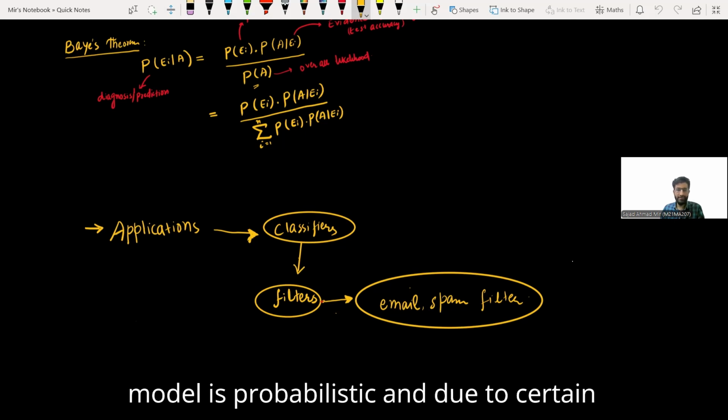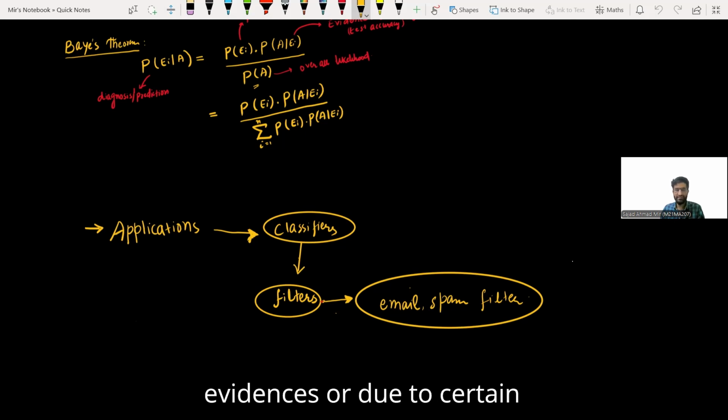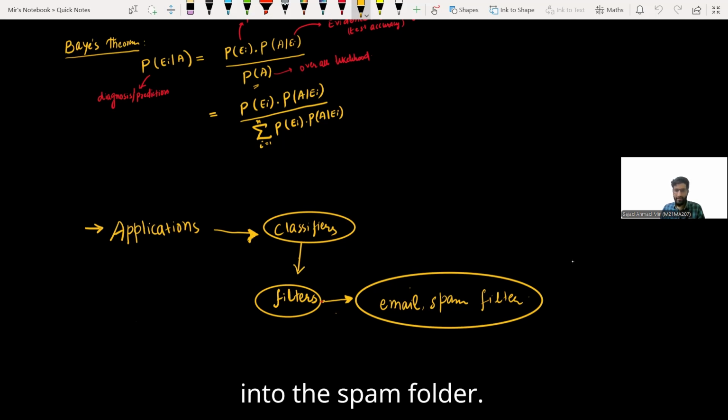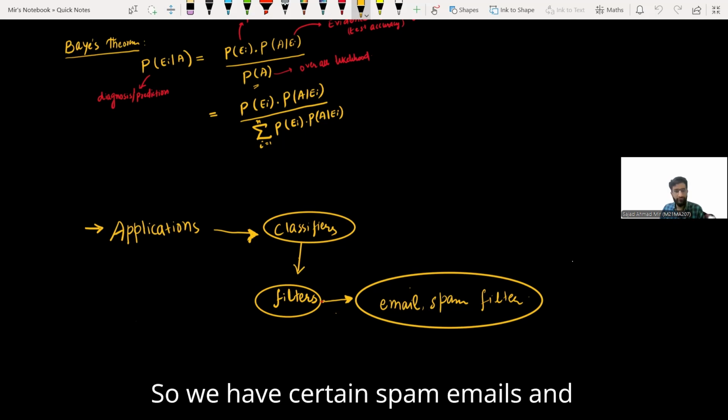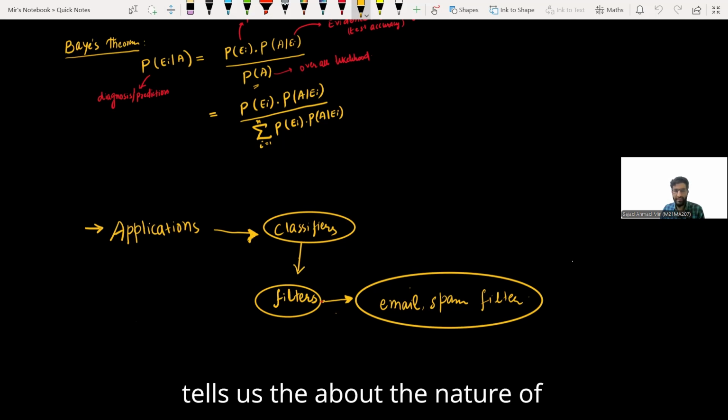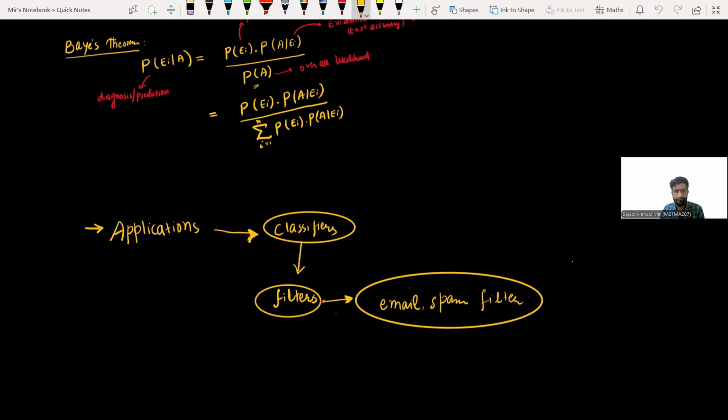Since the model is probabilistic, due to certain evidences or certain characteristics in an email, that email may go into the spam folder. So we have certain spam emails, and based on that we build a classifier which tells us about the nature of incoming emails.